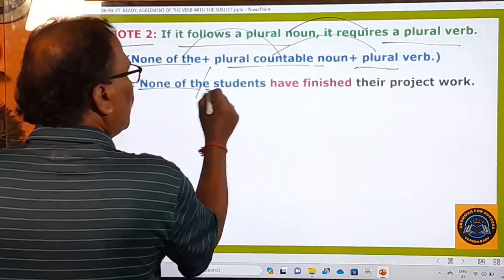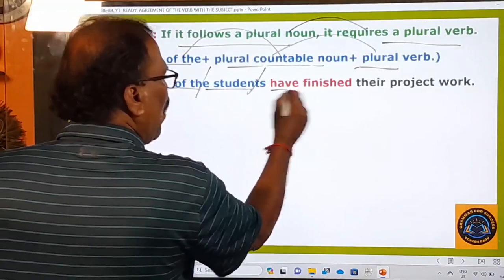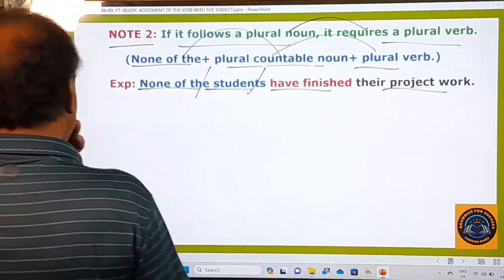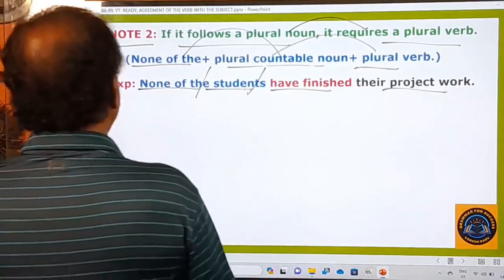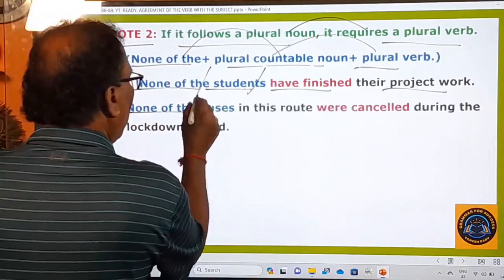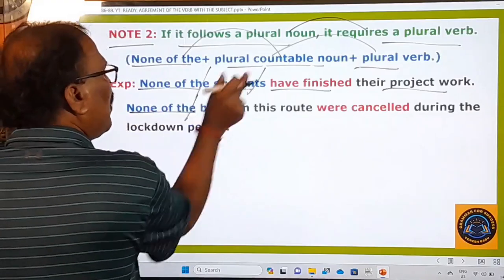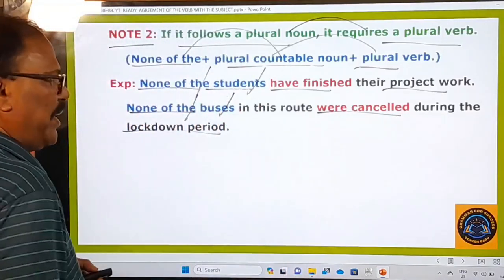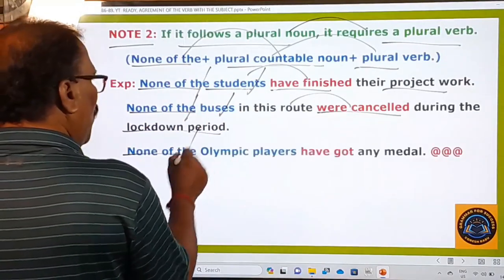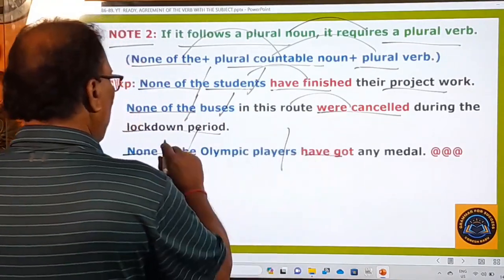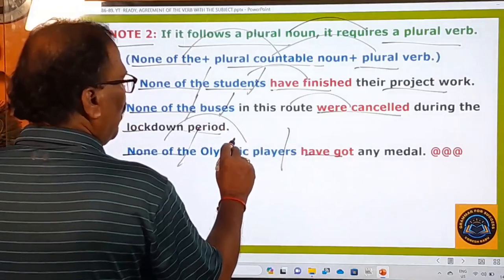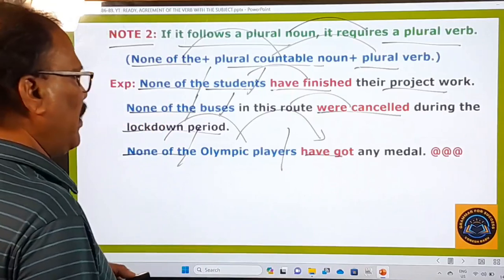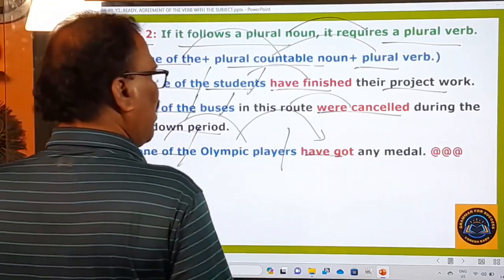None of the students have finished their project work. None of the buses in this route were cancelled during the lockdown period. One more example: none of the Olympic players have got any medal. See, none of the is used with a plural noun, and therefore it has taken a plural verb after it.